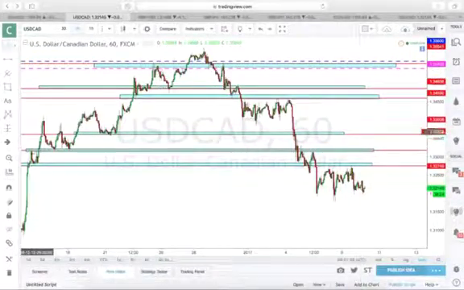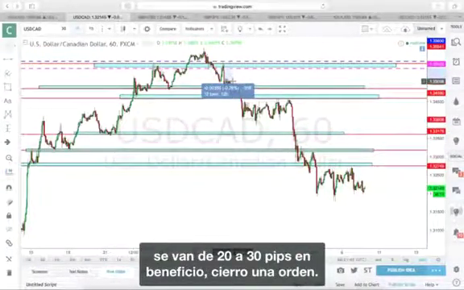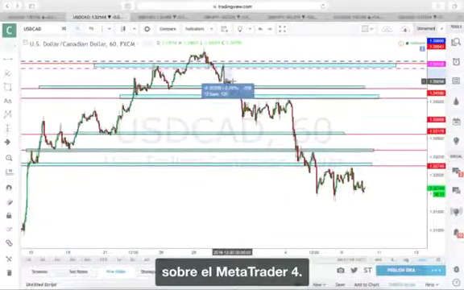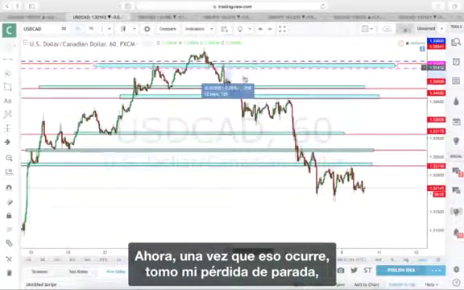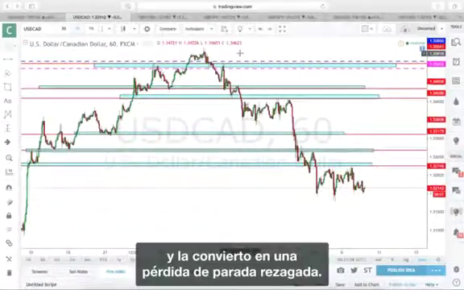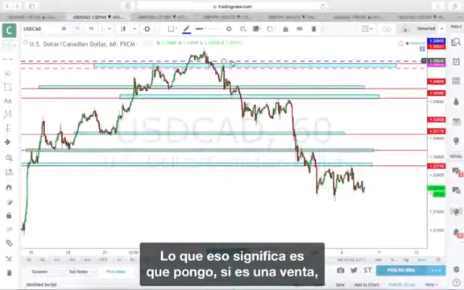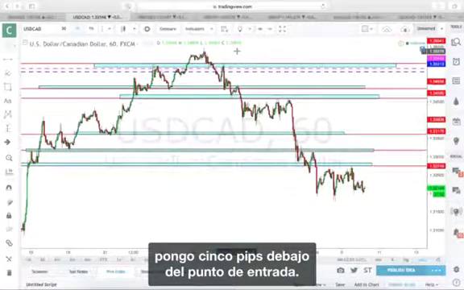The moment both trades go 20 to 30 pips in profit, I close one order. I take the 0.05, I put my finger on the MetaTrader 4, hold it down, and close the profit. Now, once that happens, I take my stop loss and I turn it into a trailing stop loss. What that means is if it's a sell, I put it 5 pips underneath the entry point.